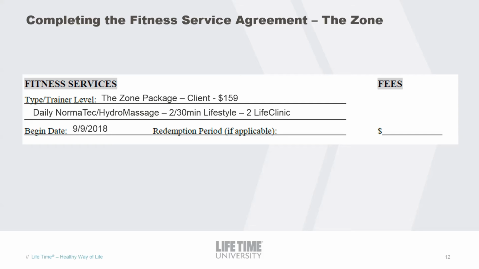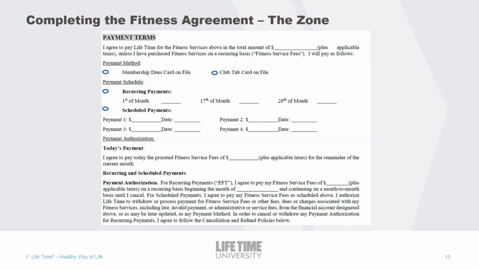The begin date is again today, and the redemption period is monthly on a use it or lose it basis. The total fee is $159. The payment terms are agreement to the $159 and card on file Club Tab. And then since this is a reoccurring product, it will be charged on the 1st of the month. Today's payment and the payment authorization will be $159 plus tax, beginning the reoccurring payments the next month, which again in this example is October.